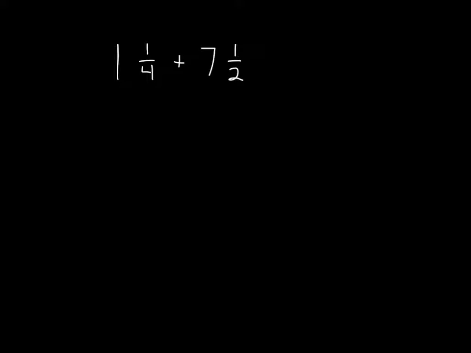Okay, in order to add mixed numbers, just like adding fractions, we need to first of all have a common denominator. Our denominators are 4 and 2, and the smallest number they both go into is 4. The first fraction didn't have to change. The second one, we have to do 2 times 2 to get 4, so we do 1 times 2, which is 2. And our whole number part, we're going to leave the same.